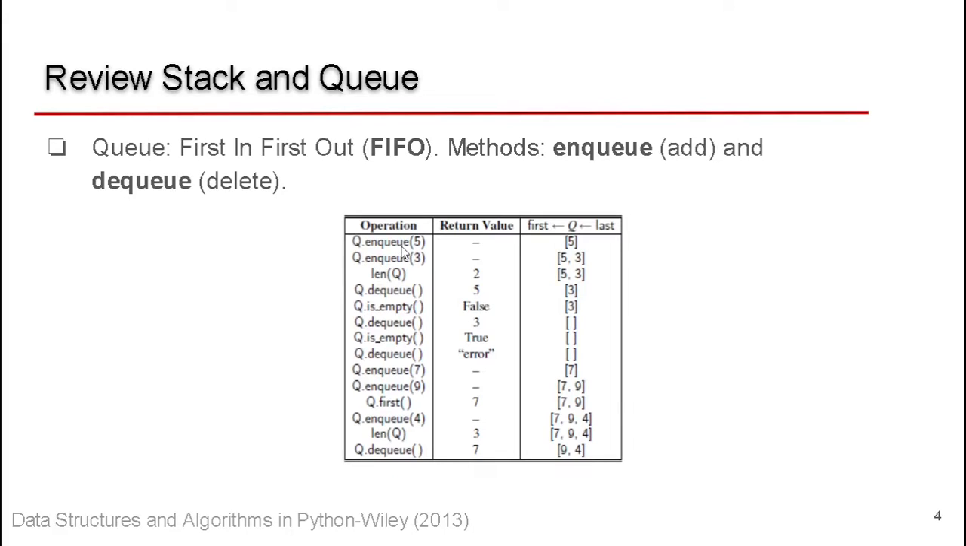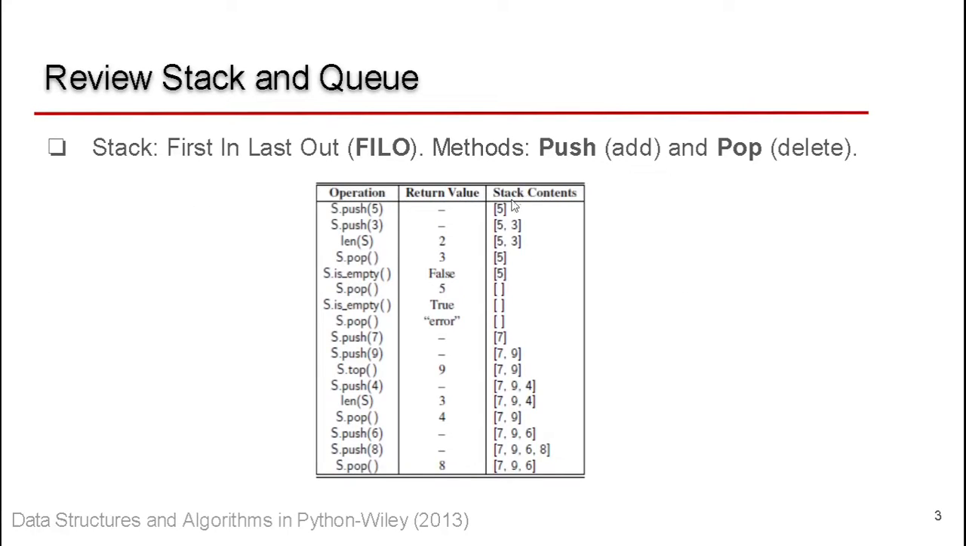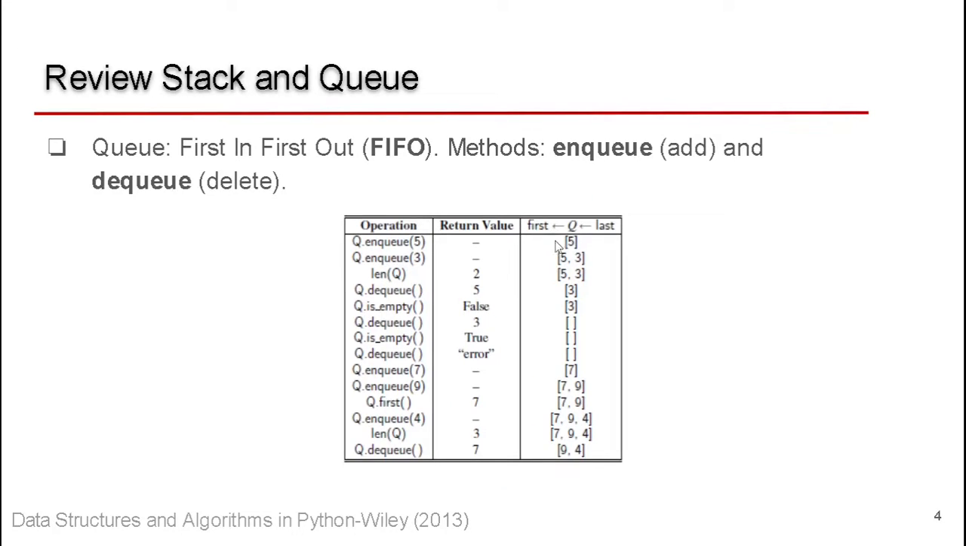And again, we have here a table with an example. For a queue, we entered 5 and then 3. So the queue will have, from the left, the first, and from the right, the last. I think in this table we did not put the order reference, but here the first is here. The top will be here. So 5, then 3.